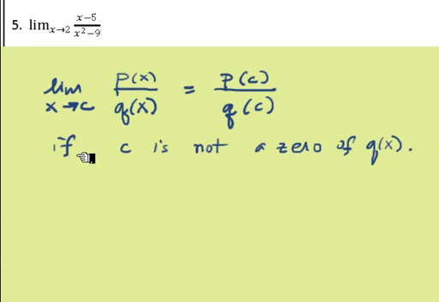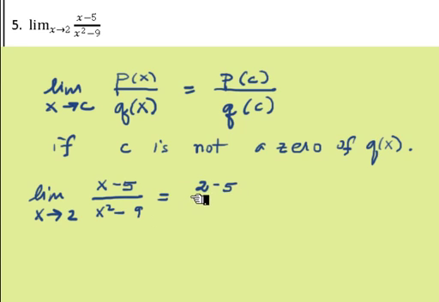So that's the situation we're in here. If we substitute 2 into x squared minus 9, we get 4 minus 9, which is not equal to 0. So again, just substitute in. That's what our rule tells us, that in this case, we could just substitute in. So let's do that. So we have 2 minus 5 over 4 minus 9, minus 3 minus 5, so that's 3/5.